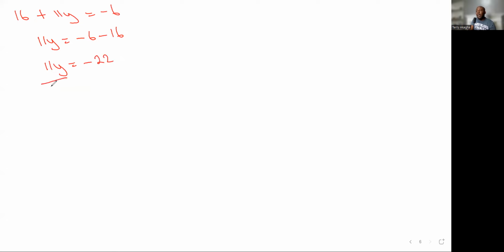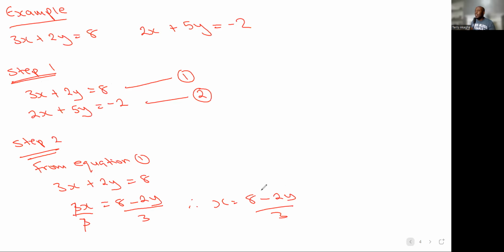Now, you divide both sides. What you do to the left-hand side, you do to the right-hand side. So divide both sides by what? 11. So y will be equal to minus what? 2. Are you seeing it? That is it. We've gotten y. So that is step 4. We found y. So let's go to step 5 now.